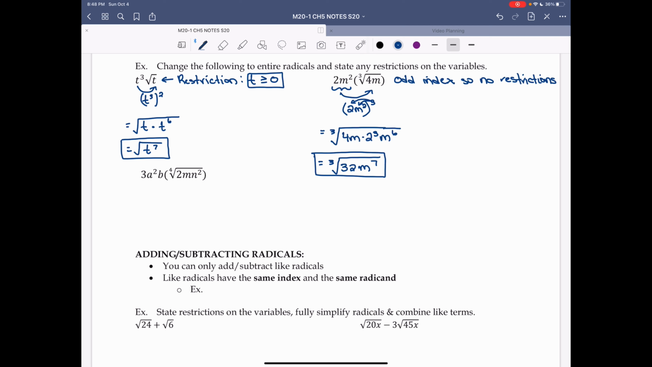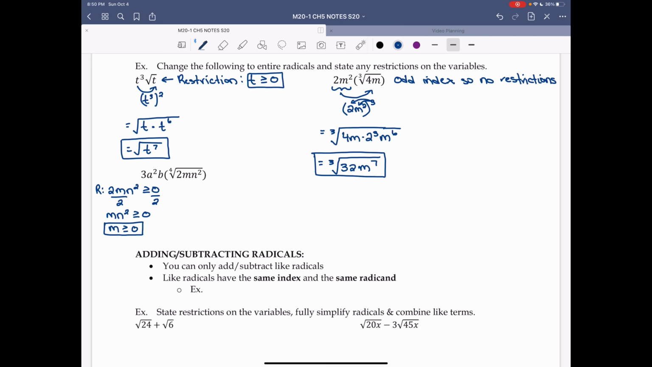3a squared b times the fourth root of 2mn squared. This is an even index, so we have to set the radicand greater than or equal to 0 for our restrictions. Well, we can divide by 2, then we have mn squared is greater than or equal to 0. But we know that a variable to the power of an even number is always a non-negative number. So n squared is going to be greater than or equal to 0 no matter what, which means really it's just m is greater than or equal to 0. That's our only restriction.